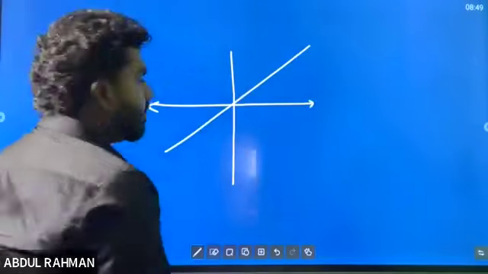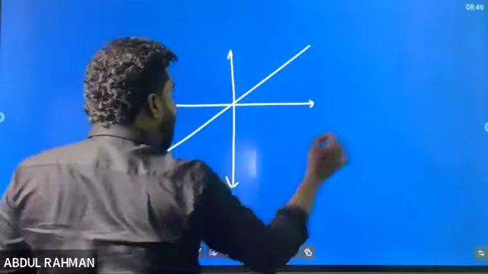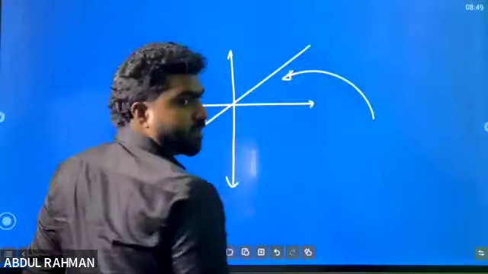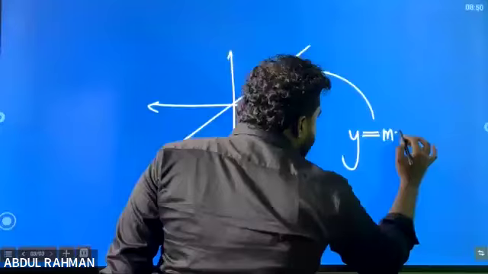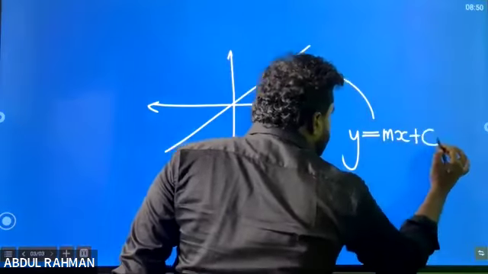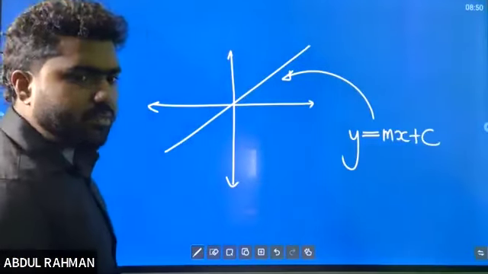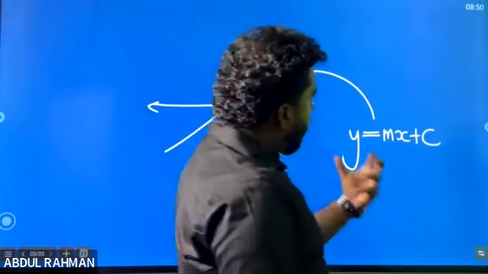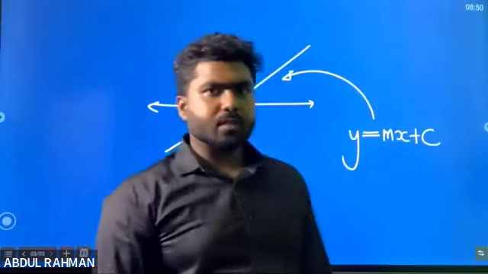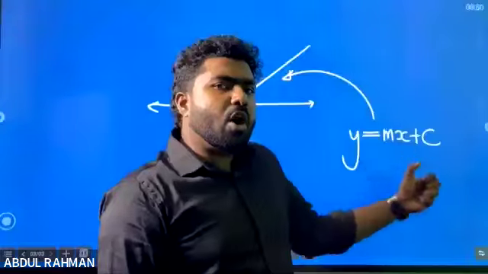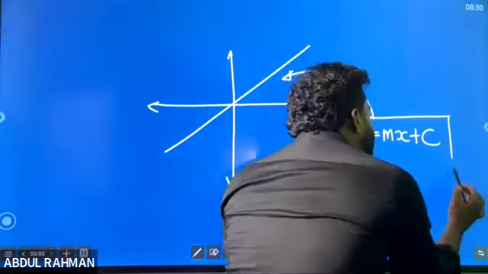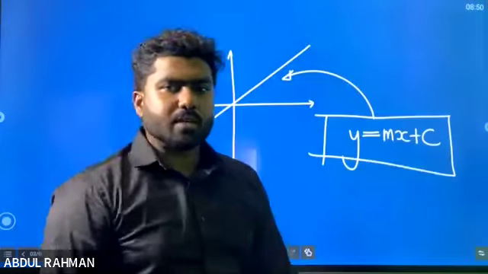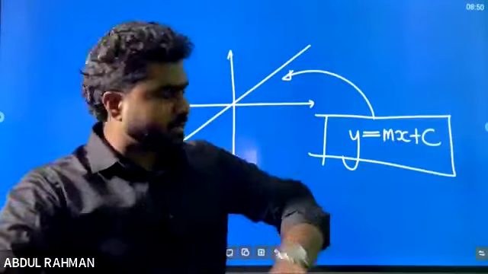I can call this my y equals mx plus c graph. What is that graph? The y equals mx plus c graph. This is the main format that I have been giving for what kind of graph? Straight line graph. What is the format? y equals mx plus c.